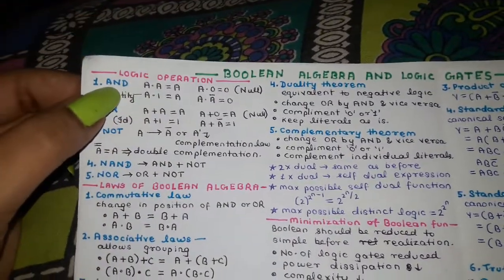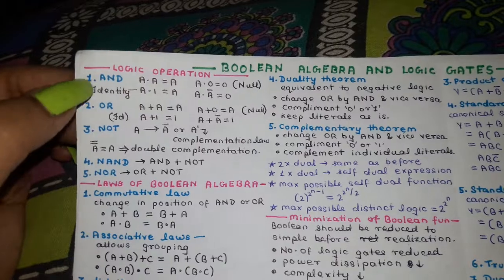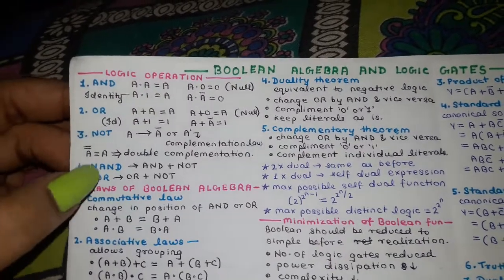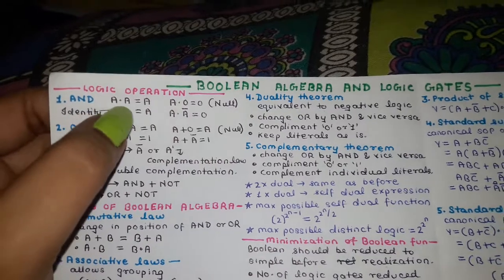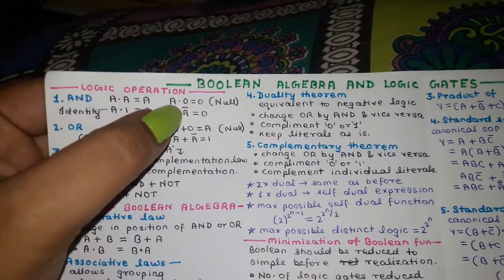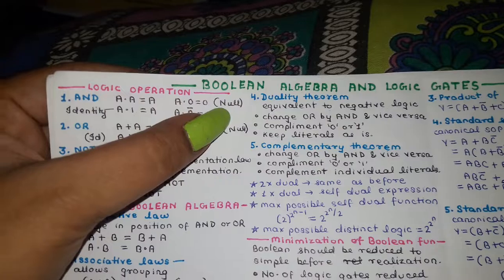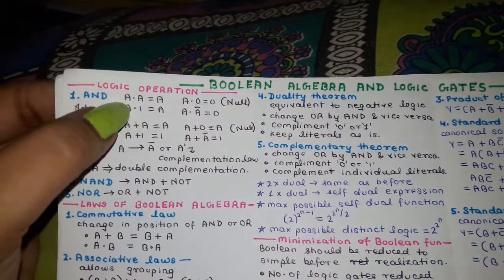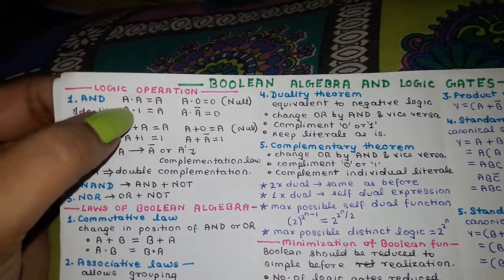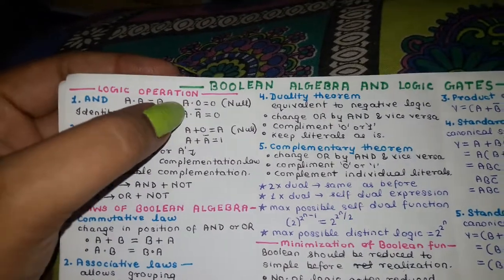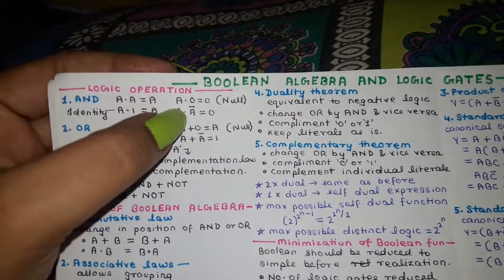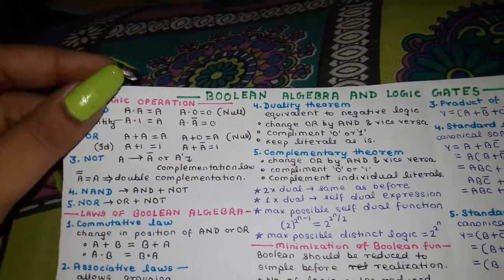First of all, we have the logic gate operations, which are AND, OR, NOT, NAND and NOR. The basic thing: AND means this dot symbol. A dot 1 is A, and A dot 0 is 0. This is your null. So make sure you remember these four equations over here: A dot A is A, A dot 1 is A, A dot 0 is 0, and A dot A not is 0 as well.